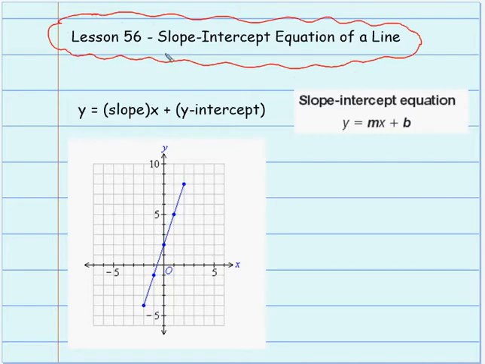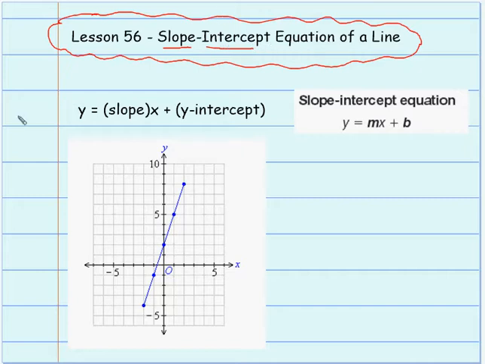Today we are going to talk about the slope-intercept equation of a line. Okay, so we already know that we can write equations for lines, or if given an equation, you can find the XY ordered pair coordinates and graph them to get the line. Well, we're going to make that process just a little bit easier today.